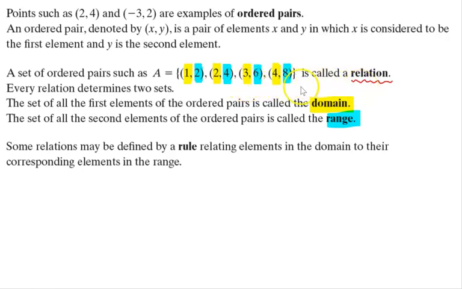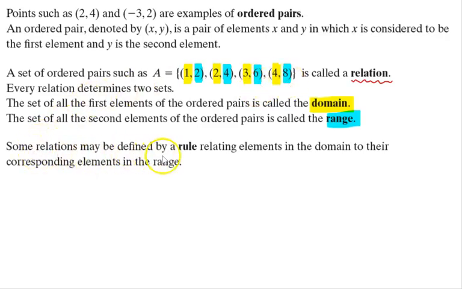called a relation. Every relation determines two sets. The set of all the first elements of the ordered pairs is called the domain. So all the yellow numbers, the first number in each couple or ordered pair, is known as the domain. The set of all the second elements of the ordered pairs is called the range. So the blue numbers are the range.